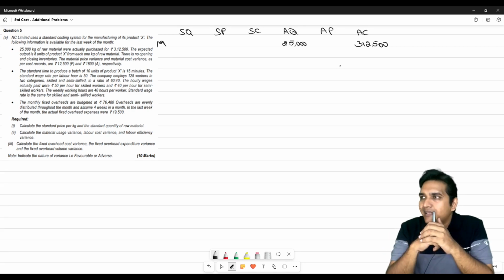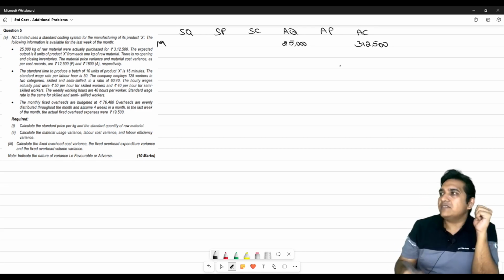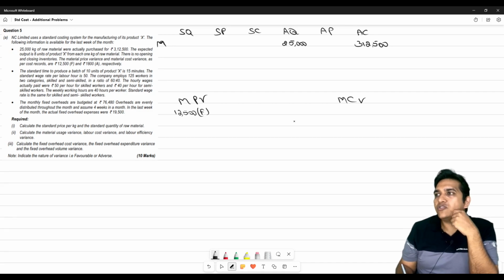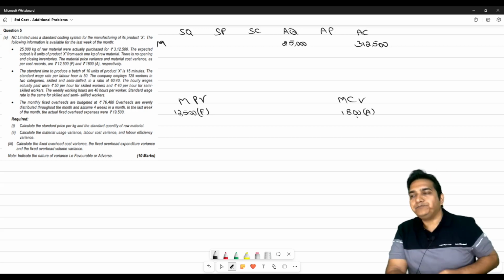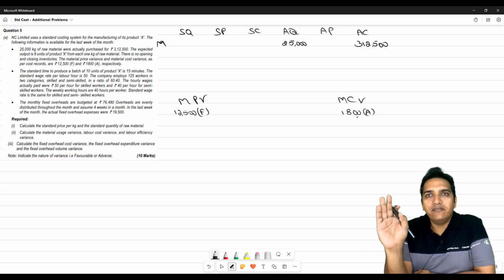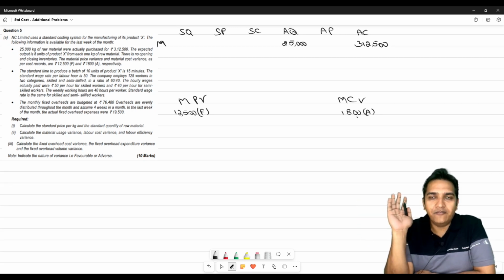Next, the material price variance and material cost variance as per records are 12,500 favorable and 1,800 adverse. Further, they give us the information of material price variance and material cost variance. Material price variance, they say it is 12,500 favorable, and material cost variance, they say it is 1,800 adverse, right? So with this information we will calculate whatever information we can get.